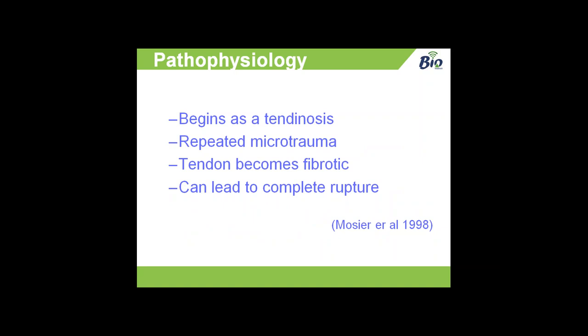Now, regarding causes and pathophysiology, there's various papers, including the one that I quoted here in 1998 by Mosier. What they found is that a histological examination has shown that rather than a tendinitis, or the tendon being inflamed, the process actually starts with a tendinosis, or tendon degeneration. This then becomes fibrotic through a process of repeated microtrauma and can eventually lead to a complete rupture over a period of time. So again, although it's often quoted as a tendinitis, actually there's not always inflammation, and if there is inflammation, it usually tends to be the sheath or the paratendon.